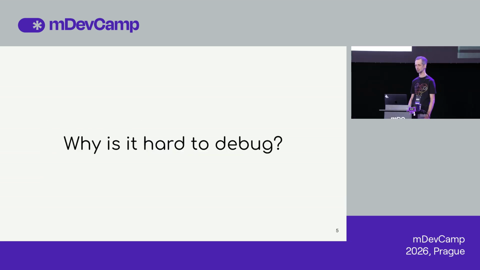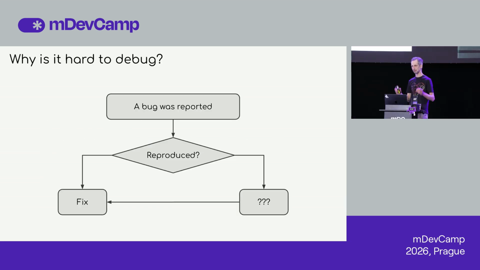So why is it hard to debug? Most of you, if not all, know that you receive a bug report and you're trying to reproduce the bug. If you're lucky and you reproduce it the first time, or it's 100% reproducible, it's often easy to find the root cause and fix the bug. But sometimes it's not straightforward.